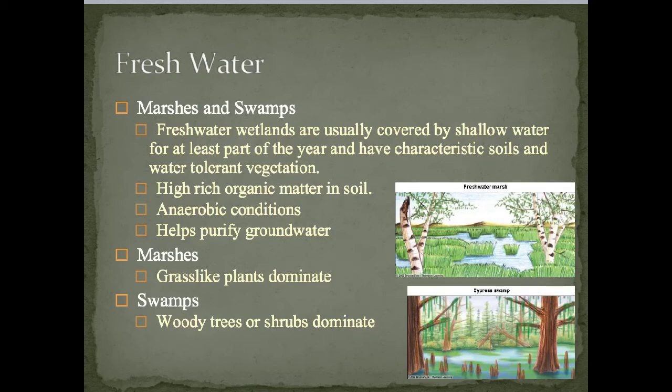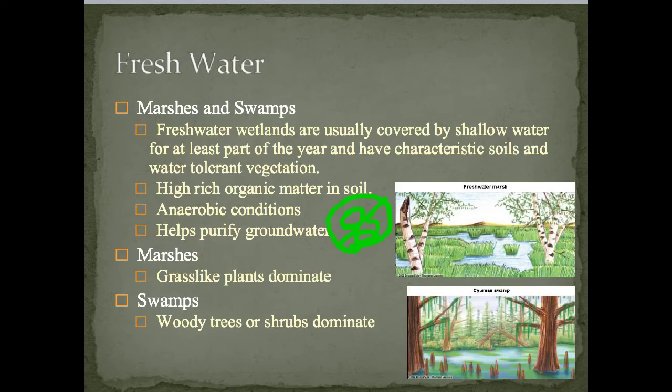Then also with freshwater, we have marshes and swamps. These are freshwater wetlands usually covered by shallow water for at least one part of the year. Very high, rich organic matter. Anaerobic conditions. So what does that mean, anaerobic? No oxygen, right? No oxygen conditions. And this also helps purify groundwater by absorbing a lot of pollutants and different bad stuff within water.